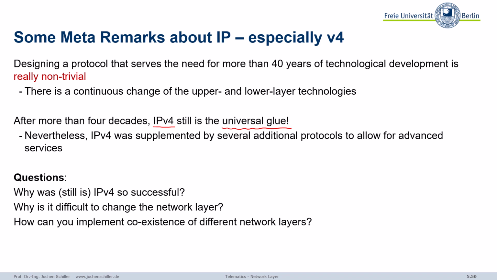So why was this IP version 4 and still is so successful? So still IP version 4 carries a lot of the traffic in the internet, although we have version 6. And why is it so difficult to change the network layer? And how can we live with two network layers at the same time?